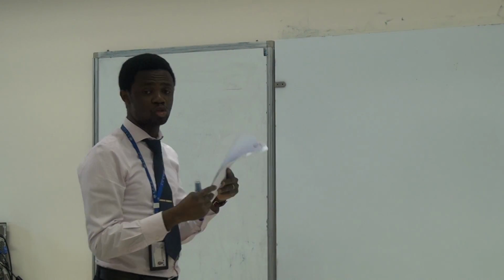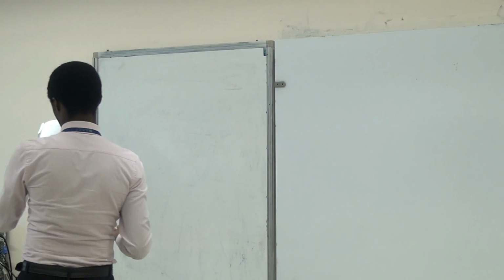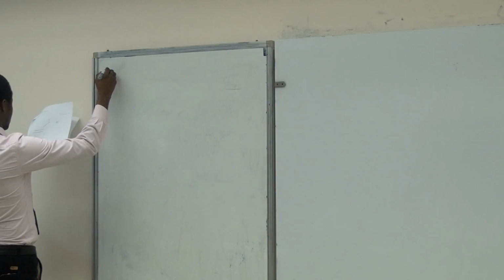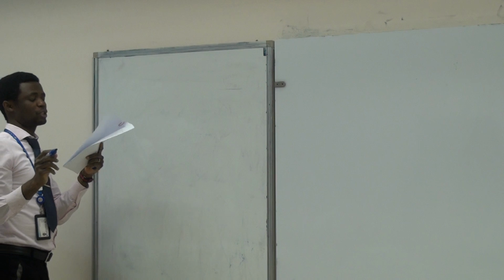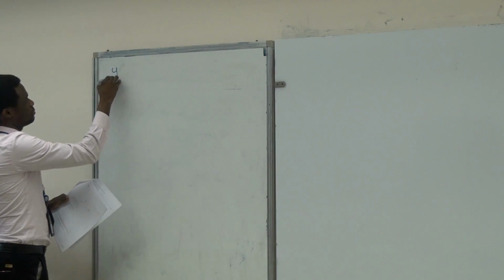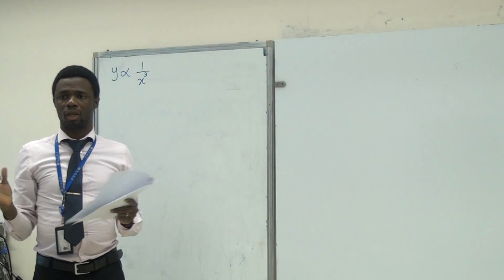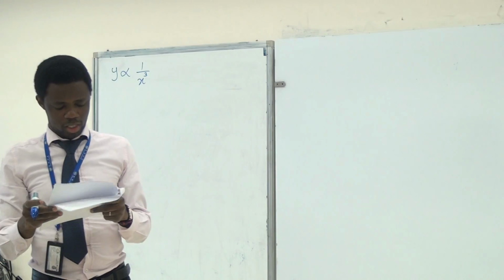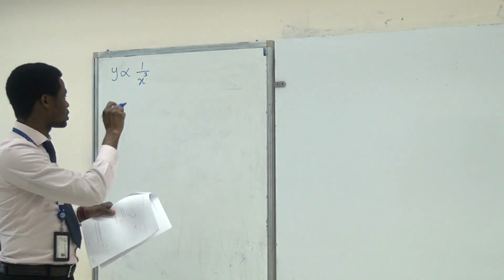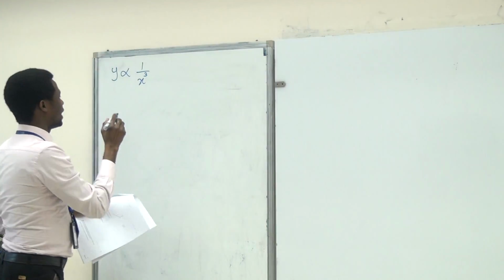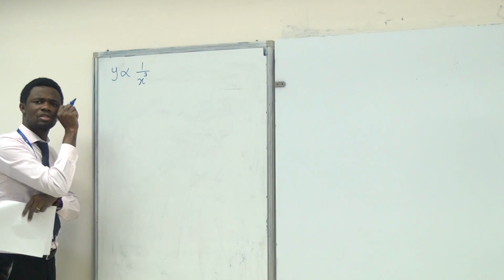Okay, so the first question here is from, it looks like October, November 2018. Yeah, paper 2, October, November 2018. It says, y is inversely proportional to x cubed. So the first thing, remember this? Variation. So that's the first thing. Inversely, that's 1 over reciprocal.